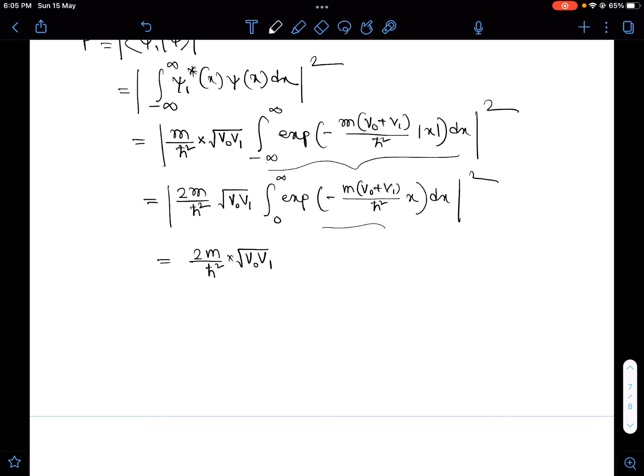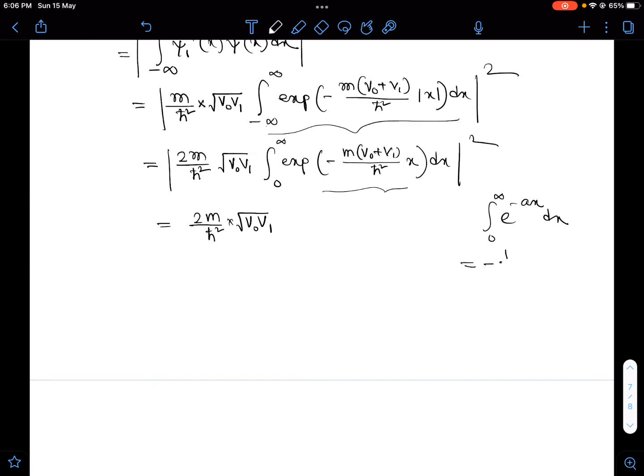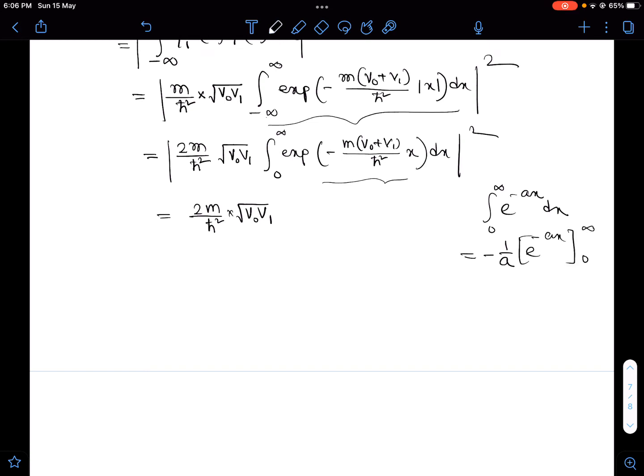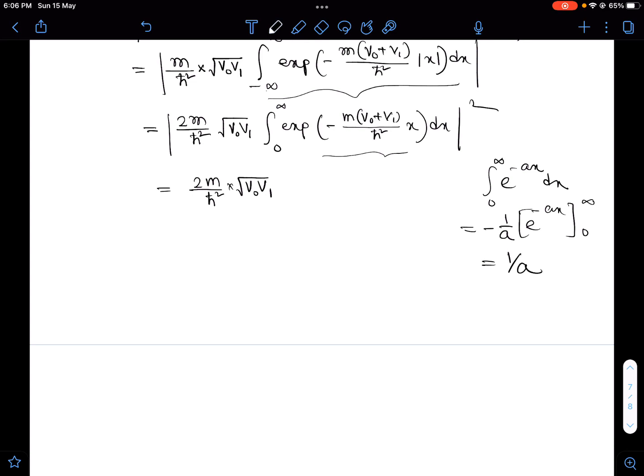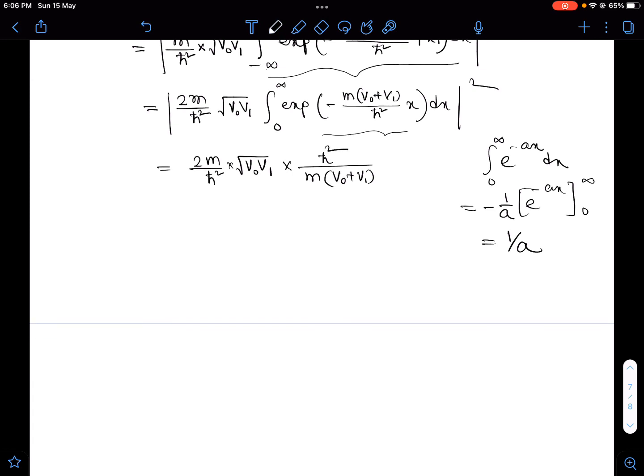So what will this integration give us? We know that the integral from 0 to infinity of e to the power minus ax dx, if we evaluate it, we get minus 1 by a e to the power minus ax, with the limit from 0 to infinity. By putting that in, it will give us 1 by a. So this integration will give us 1 by this term. So we can write h cut square in the upper portion, and this is squared, so we are just getting 4 V0 V1 by V0 plus V1 squared.